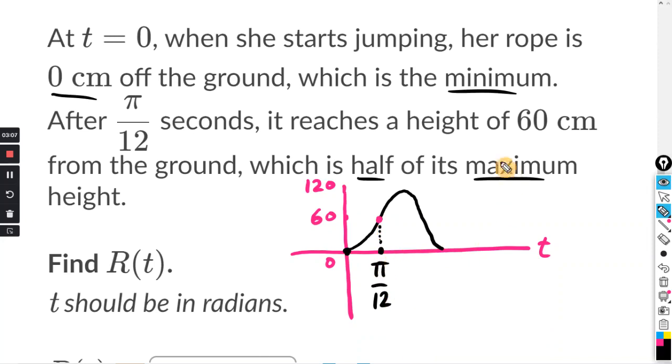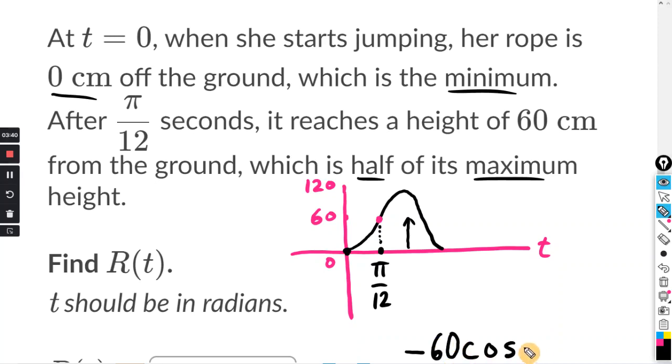Now we can write our equation. Based on the four graphs I showed you at the beginning, this is clearly a negative cosine. So it's going to be a negative cosine. And we need to find the amplitude here. Remember, the amplitude is halfway from minimum to maximum. So if you started at 0 and went halfway up, you would be at 60. So the amplitude is just 60.